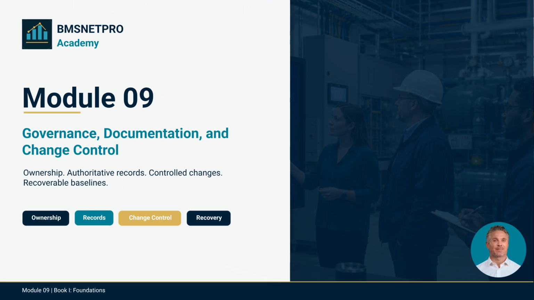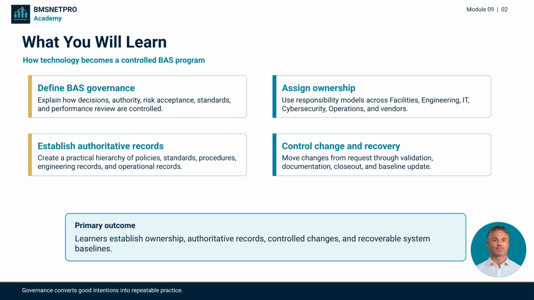Welcome to Module 9. In this module, learners move from individual professional judgment into organizational discipline. Governance, documentation, and change control make responsible decisions repeatable and recoverable. By the end of this module, learners can define governance, assign ownership, establish authoritative documentation, and manage BAS changes through a scalable, risk-based life cycle.